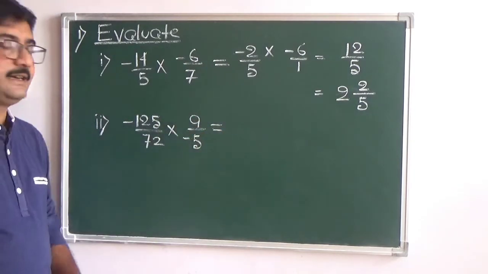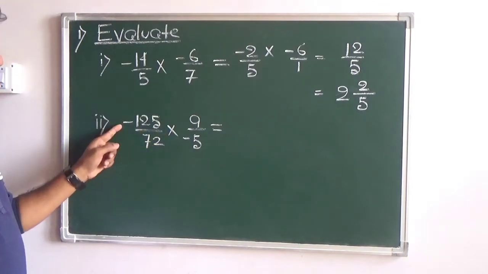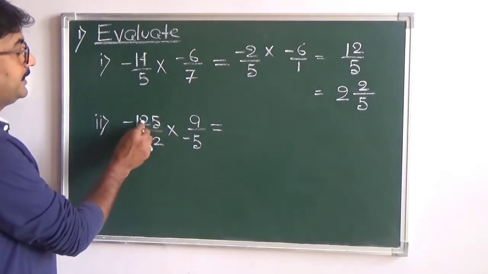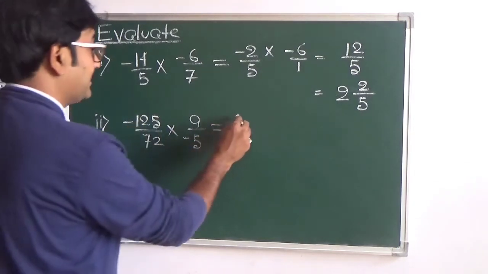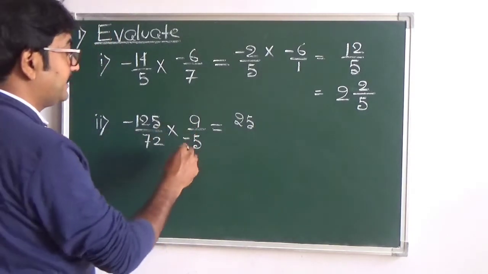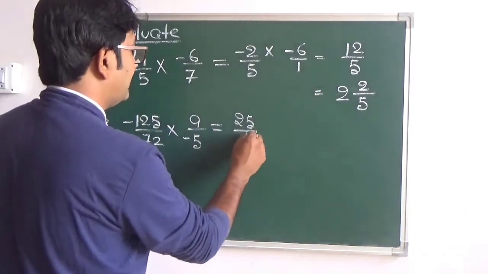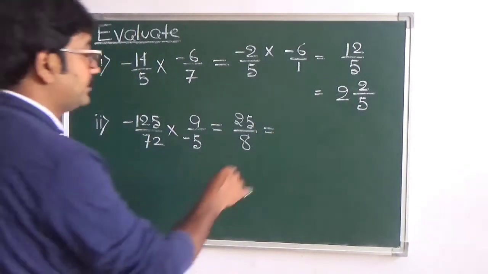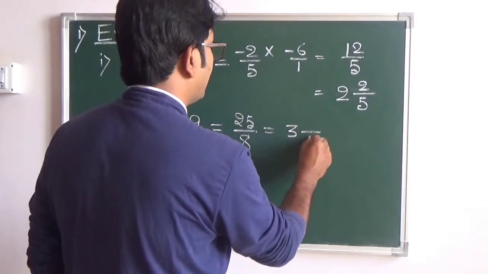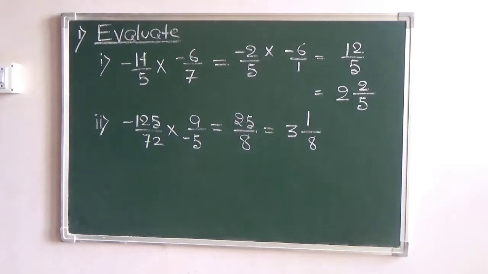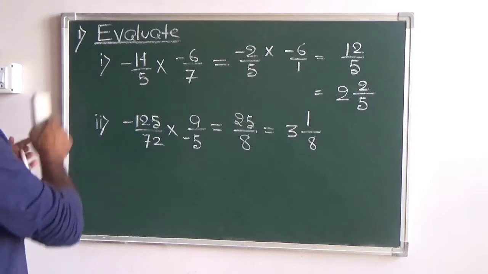So here you can see again there are 2 negative signs, minus 125 and minus 5, so the negative sign becomes positive, and also 125 can be reduced by 5, that is 25, and 72 can be reduced by 9, and that is 8. So your final answer is 25 by 8, and this also you can express as a mixed fraction, 3 1 by 8. So that is 25 by 8. So this is question number 1. Moving on to question number 2.